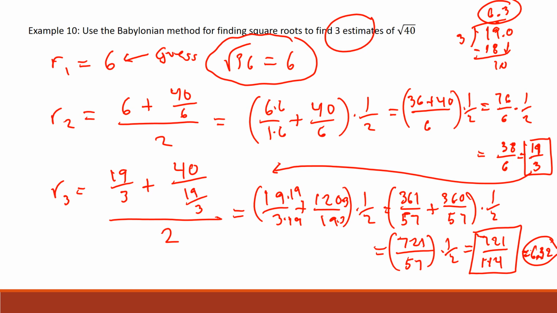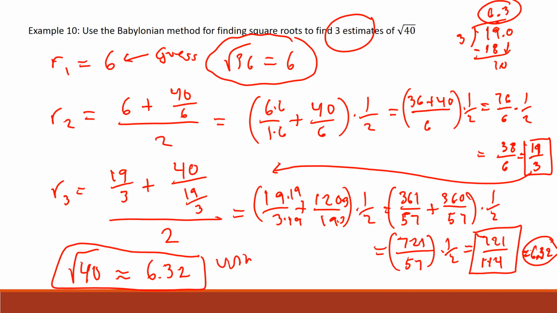Just for fun, let's find the square root of 40. Hey, what do you know? The square root of 40 on a calculator is approximately 6.32. So the Babylonians were pretty darn good. That's only 3 estimates, and we got pretty close to the value of 6.32. In fact, it's actually good to 3 decimal places. I checked on my calculator. It comes out to 6.324. Pretty darn good.